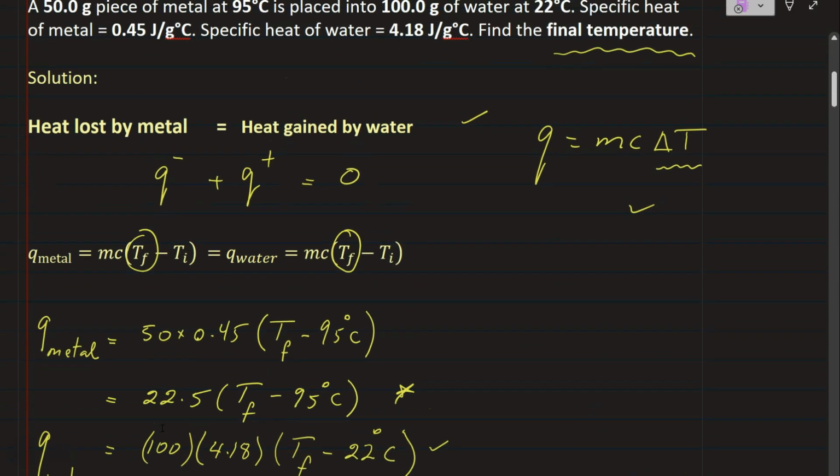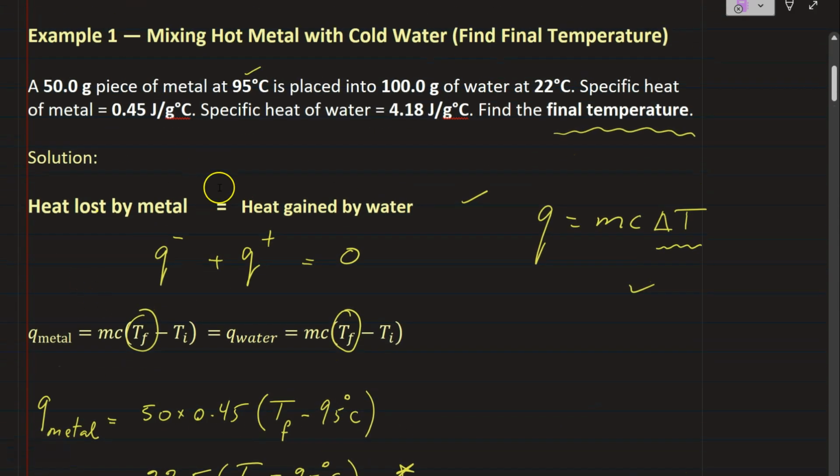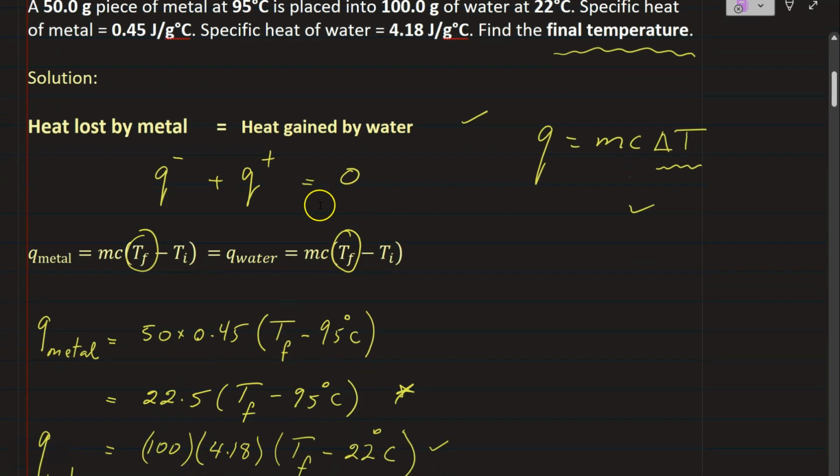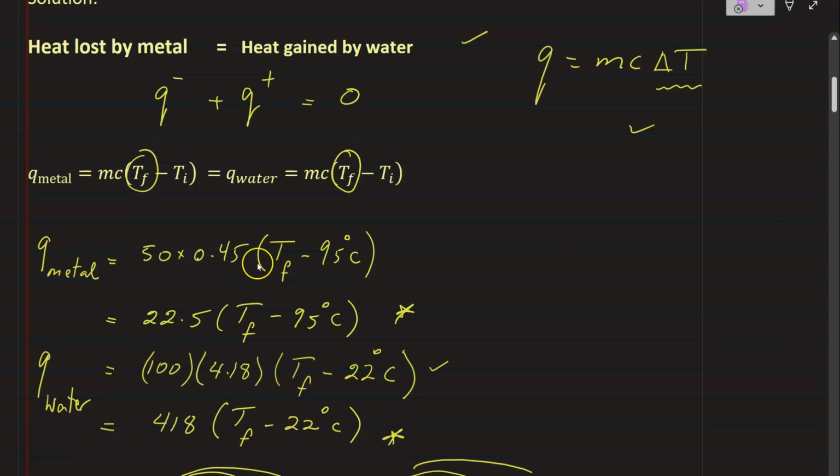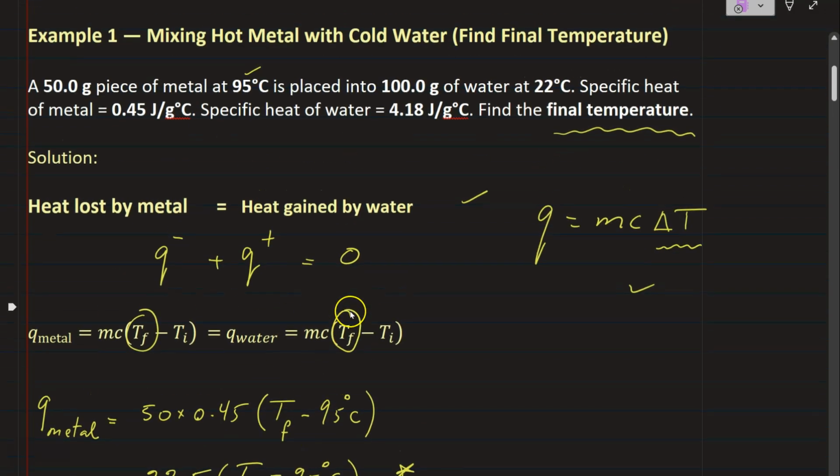All right, so that's how you do this question. The first thing you have to do is set up the heat loss equation for the metal. We have the heat gain equation for the water, and we have to either add them to get zero or equate them, that means make them equal to each other, and then solve. And in each case, you're going to figure out what is given to you.